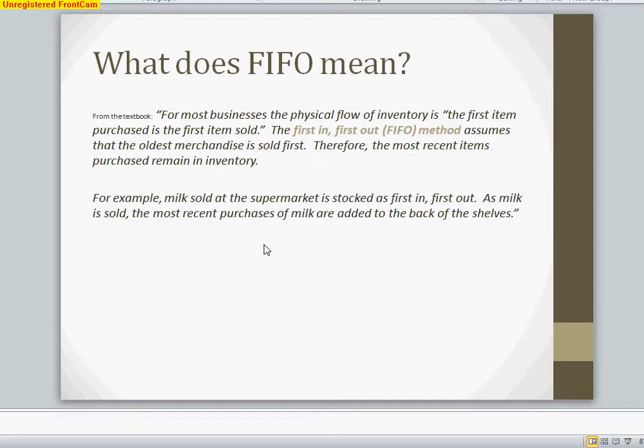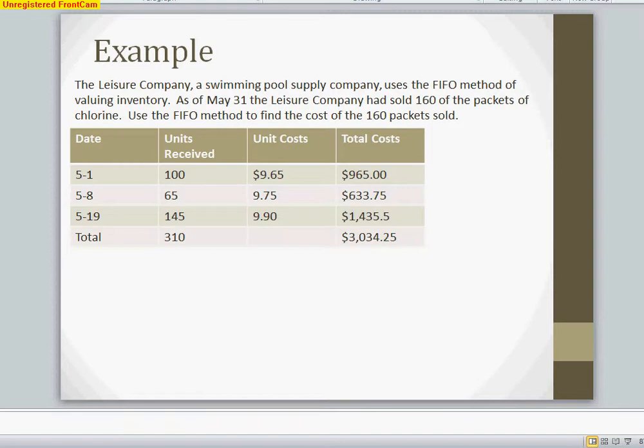Milk is a good example. I want to sell the milk that I bought the earliest because I don't want the milk to go bad on the shelf. So I would take my original milk that I bought the earliest and push it towards the front of the refrigerator, so consumers will buy that before they buy the milk that I bought yesterday. So that's what first in, first out means.